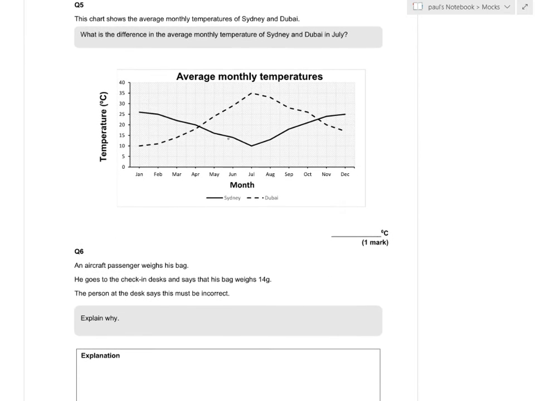The chart shows the average monthly temperature of Sydney and Dubai. What's the difference between the temperature in July? Here's July. So we've got that one, which is there, which is 10, and that one, which is there, which is 35. So 35 take away 10 equals 25 degrees.